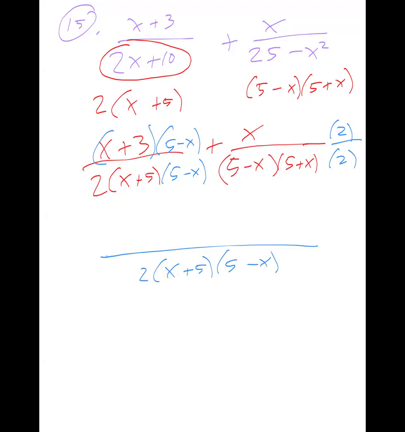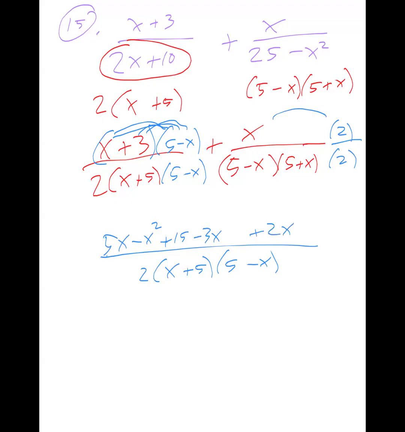So x times 5. Wow, makes me want to feel like giving up. Too much work. X times 5 is 5x. X times negative x is negative x squared. 3 times 5 is 15. 3 times negative x is negative 3x. And then 2 times x, that's easy. 2 times x is 2x.